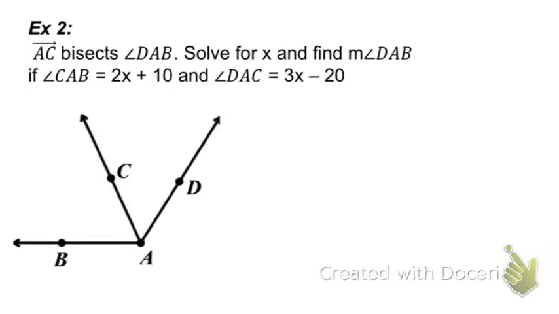So we know AC is a bisector, so it cuts it in half, right? Those are congruent. So we know the measure of angle CAB is 2x plus 10. Let's label that. I like labeling. What else can we label? The other one is what? And these angles are congruent. So how could we find x and then the measure of angle DAB, the big angle?